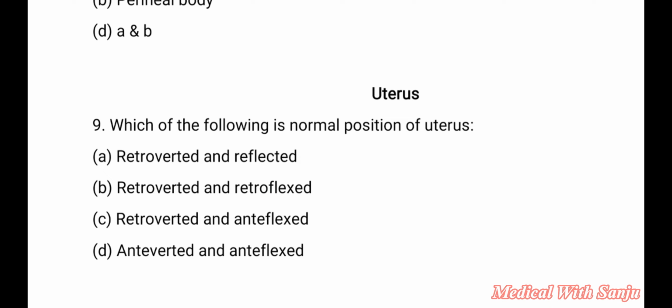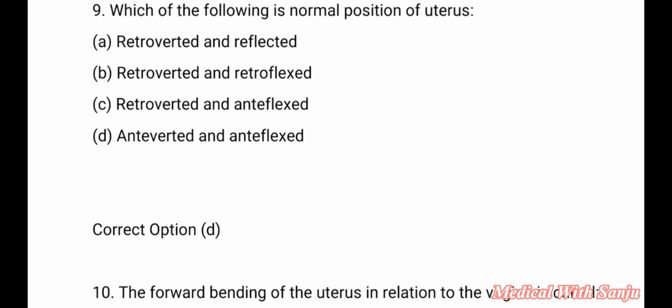The position of the uterus within the true pelvis is of antiversion, that means lean forward without bending, and antiflexion, that means normal forward bending. So the right answer is option D, antiverted and antiflexed.